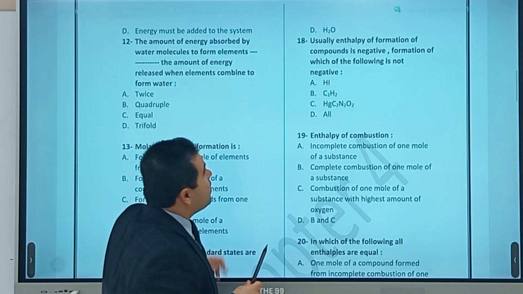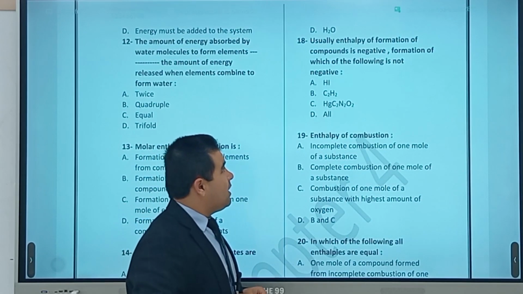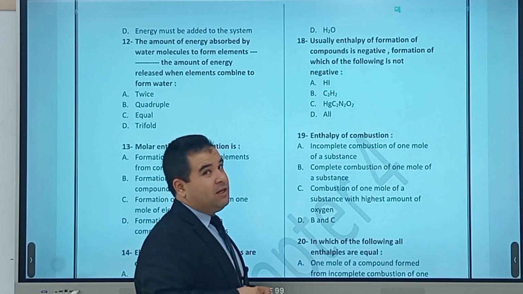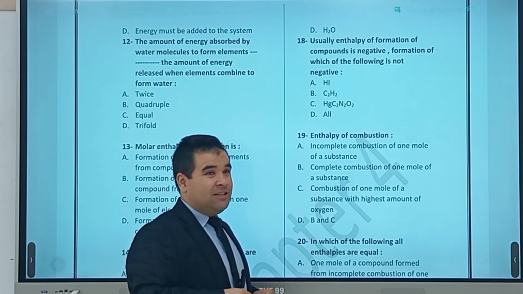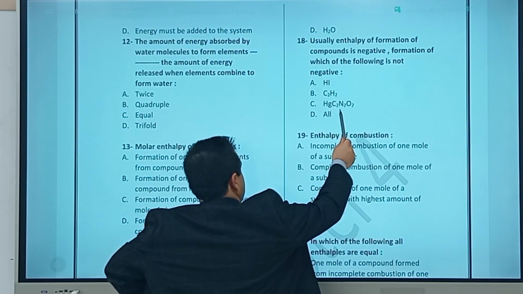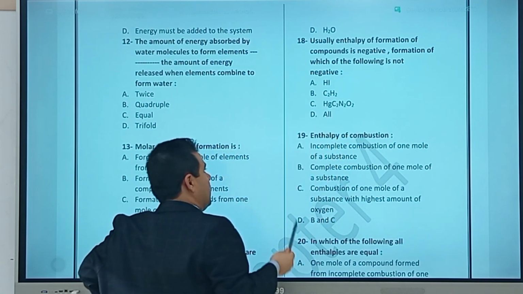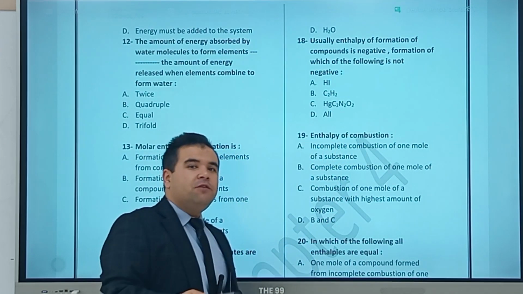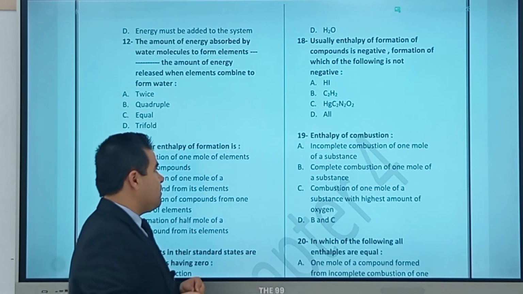The enthalpy of formation of compounds is usually negative. Formation of which of the following is not negative, but positive? HC2H2, HgC2N2O2, or all of them is correct. Why? Because these 3 formations are positive.